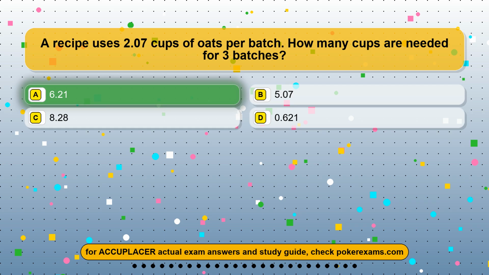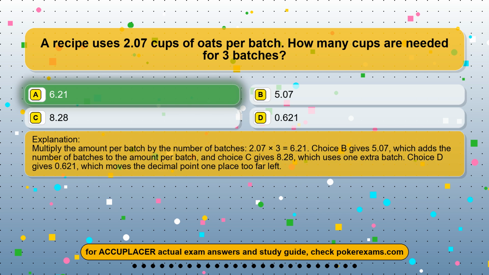The correct answer is option A, 6.21. Multiply the amount per batch by the number of batches. 2.07 times 3 equals 6.21. Choice B gives 5.07, which adds the number of batches to the amount per batch, and choice C gives 8.28, which uses one extra batch. Choice D gives 0.621, which moves the decimal point one place too far left.